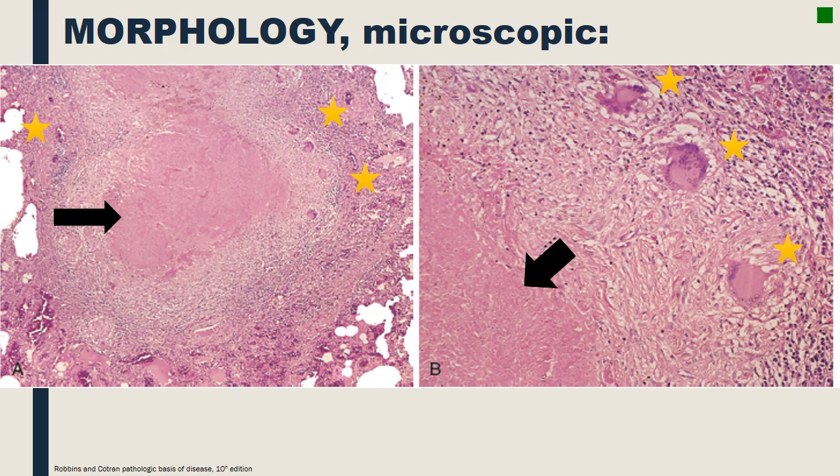Figure A shows the characteristic tubercle at a low magnification, while Figure B shows a higher magnification for the same focus. As you see, the black arrow points to central granular caseation, surrounded by epithelioid and multinucleated giant cells highlighted by the yellow stars. This is the usual response in individuals who develop cell-mediated immunity to the organism.